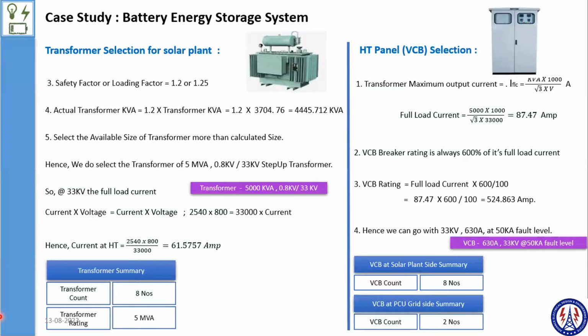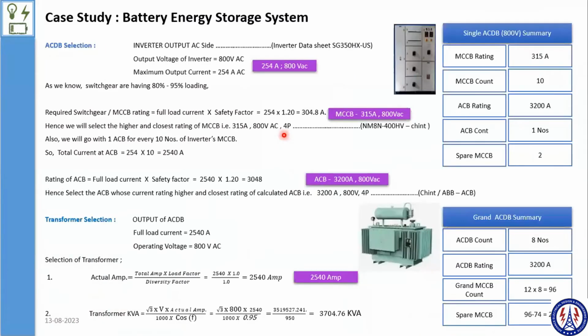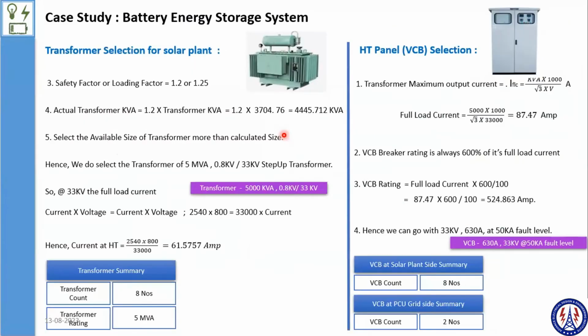Actually, yes, for high tension panel. Okay. But I didn't get the 50 kiloampere. Is it a default level? 50 kiloampere, sorry. Default level. The 630 ampere at 50 kiloampere. No, the next slide. Okay. Yes, the point number 4 at the right, for this high tension panel.